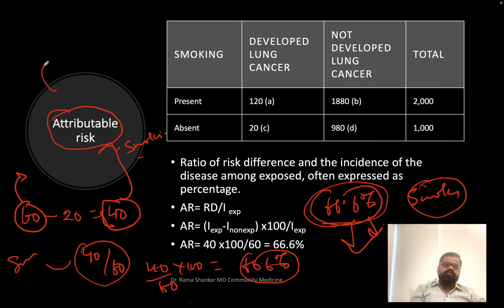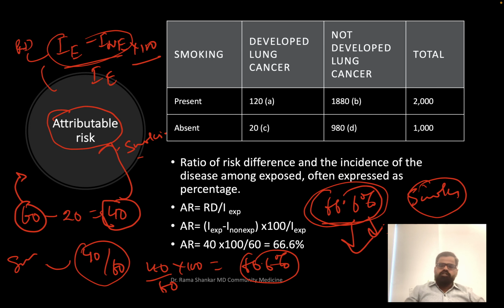So the formula is: incidence in exposed minus incidence in non-exposed, out of incidence in exposed, and you are taking the percentage. What is this, students? This is risk difference. So if you take this example, 60 minus 20, this is exposed, this is non-exposed, so you made a risk difference of 40. So out of 60, you are saying 40 will be definitely developing lung cancer due to smoking, so the percentage happens to be 66.6%, and the formula is this one. Okay, so this is my attributable risk.